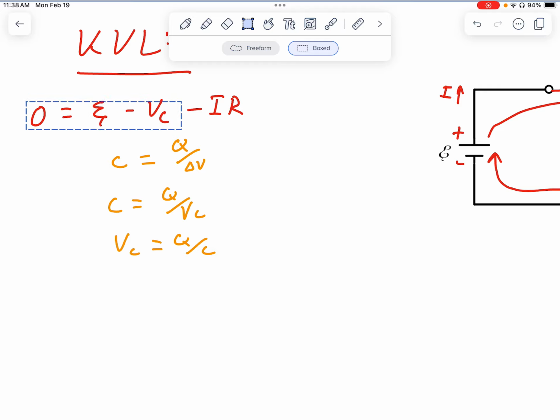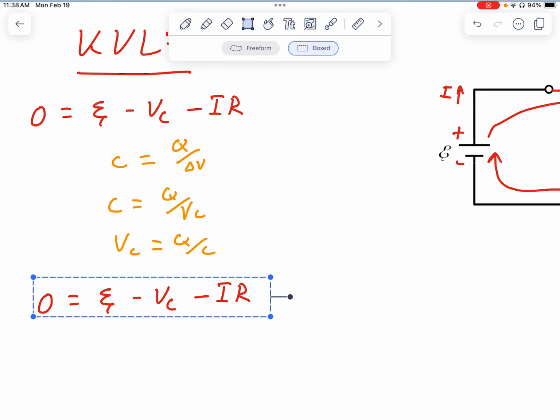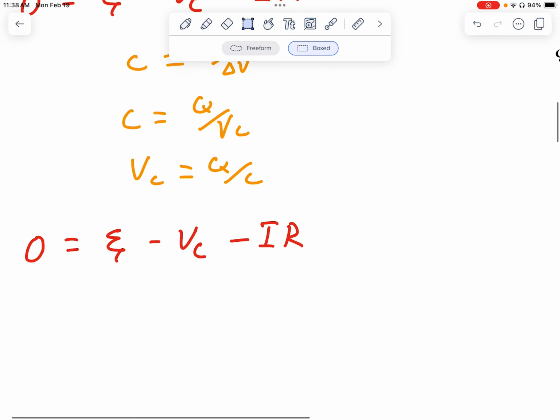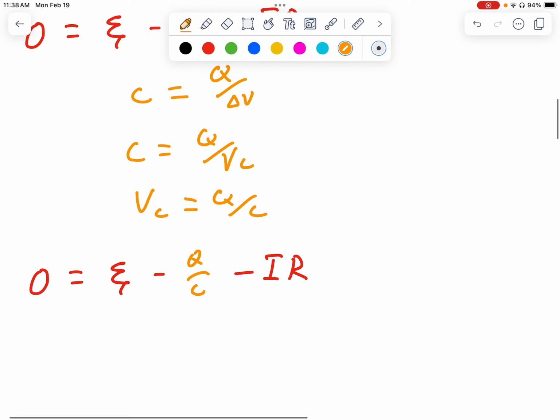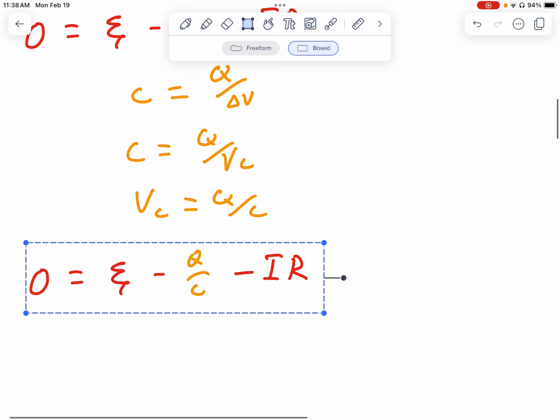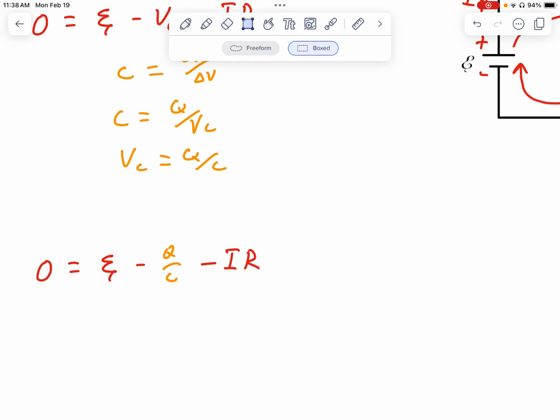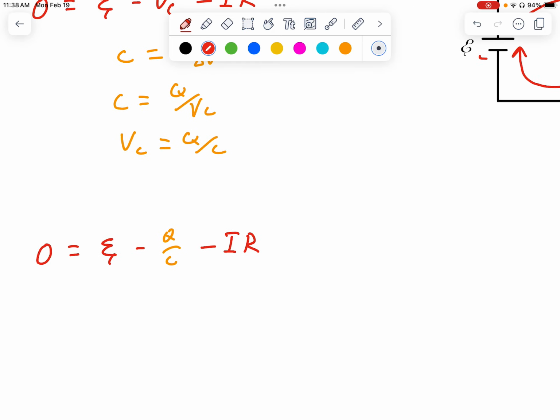Then if I take my KVL equation, I'm just going to sub out where V_C was and put in this Q over C here. This would be the equation that describes charging the capacitor. Let me label that as such, because we're going to make a switch here in just a second. So this would be for charging a capacitor.